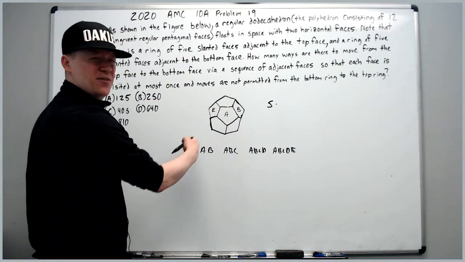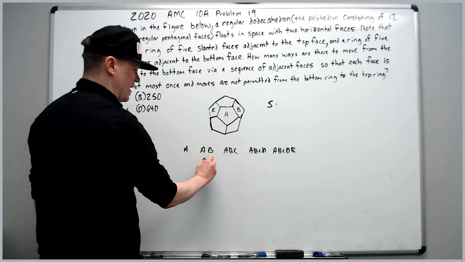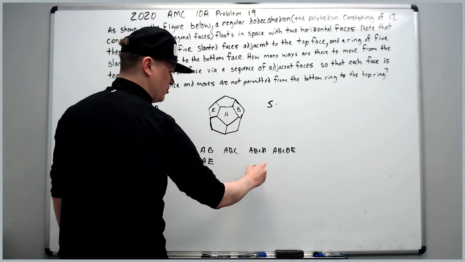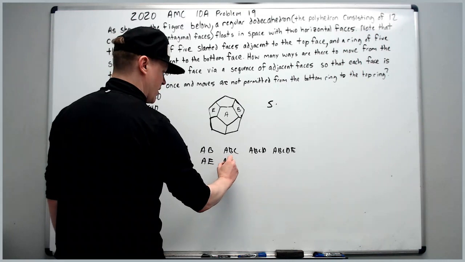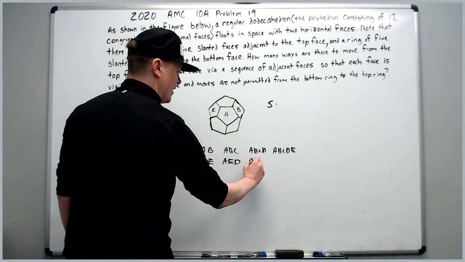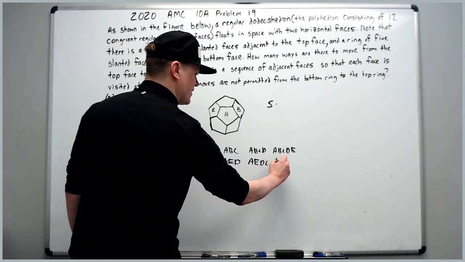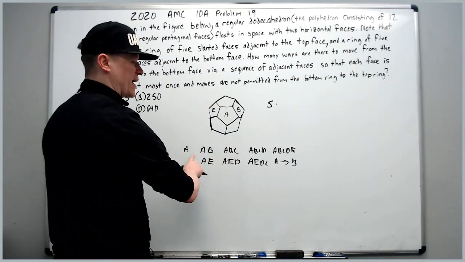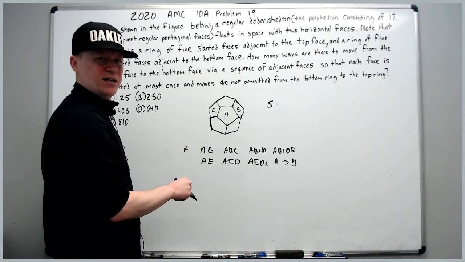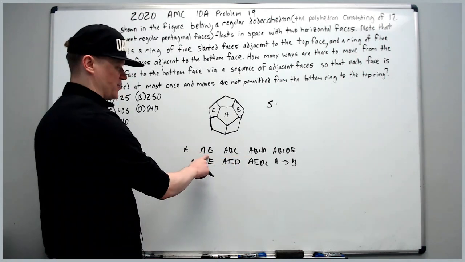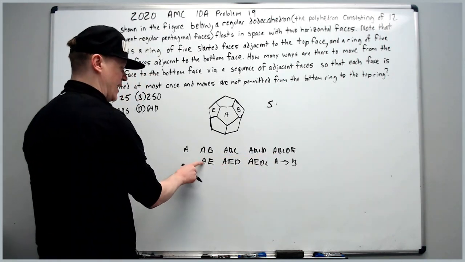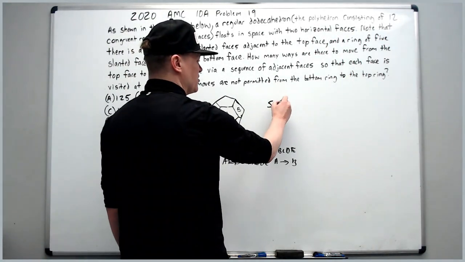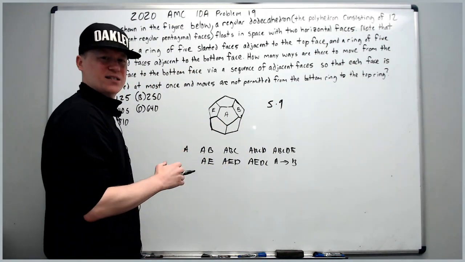Further, I could go the other way. So I could go AE all the way to, well, we'll just write it out: AED, AEDC, and A all the way back to B around the other way. So how many paths do I have along the top ring choices? I've got 9 paths. 1, 2, 3, 4, 5, 6, 7, 8, and the single A, 9. So there's 9 ways to traverse the top ring.